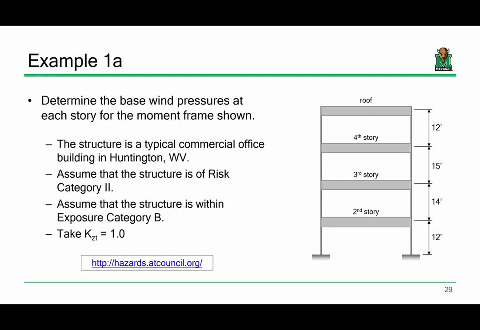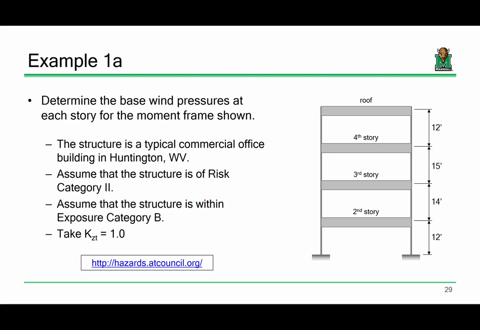So we're going to determine the base wind pressures for each of these stories in a regular commercial office building in Huntington, West Virginia. Now this office building, I'm looking at example 1A. We're going to refer to this same building later when we look at seismic. So the dimensions are pretty similar.